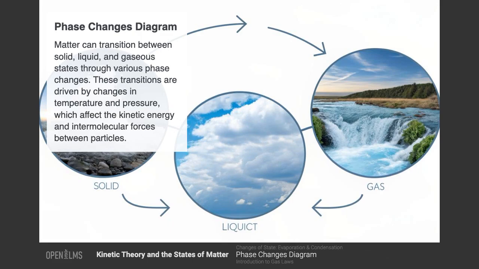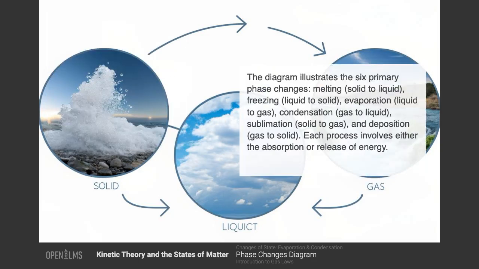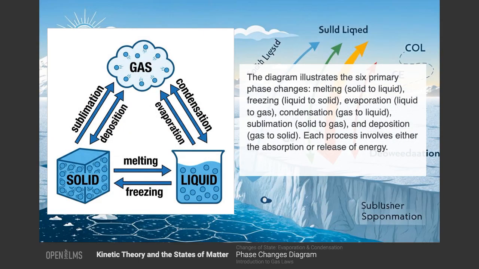Phase changes diagram. Matter can transition between solid, liquid, and gaseous states through various phase changes. These transitions are driven by changes in temperature and pressure, which affect the kinetic energy and intermolecular forces between particles. The diagram illustrates the 6 primary phase changes: melting, solid to liquid; freezing, liquid to solid; evaporation, liquid to gas; condensation, gas to liquid; sublimation, solid to gas; and deposition, gas to solid. Each process involves either the absorption or release of energy.